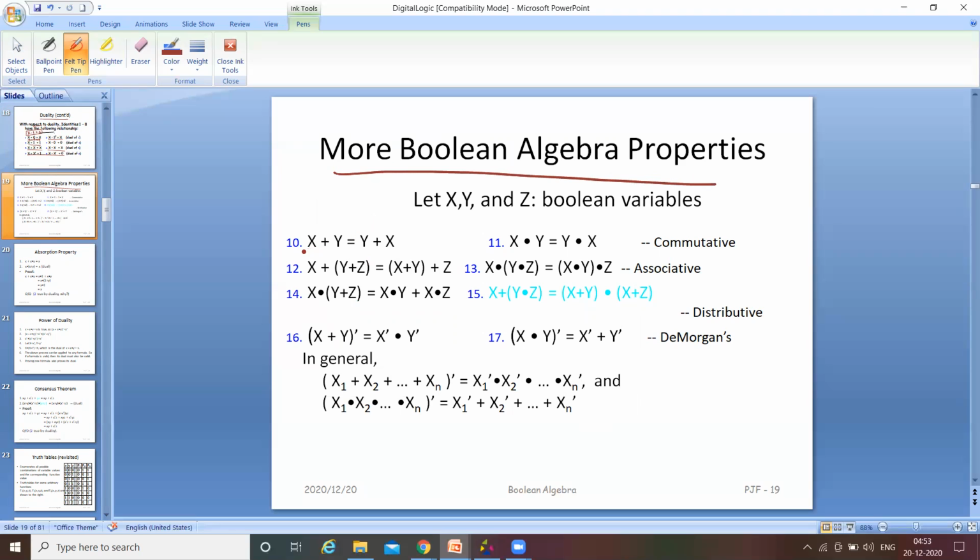Or x plus y is equal to y plus x, and x dot y is equal to y dot x. This is the commutative law. It doesn't make any difference, there is no priority of variables. And x plus y plus z, and x dot y dot z, is the associative law.